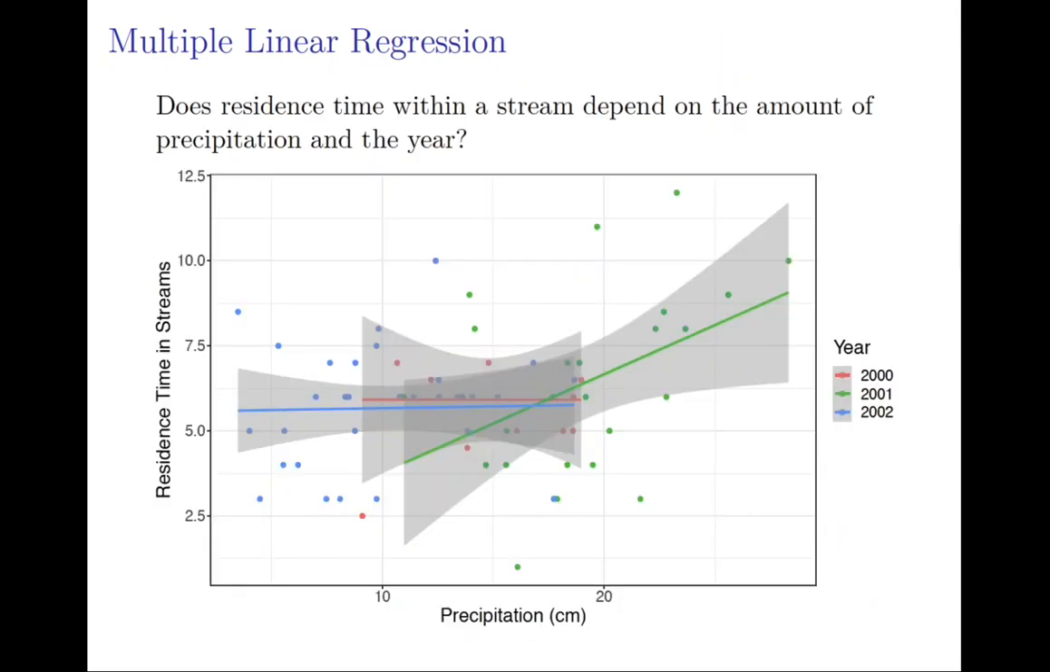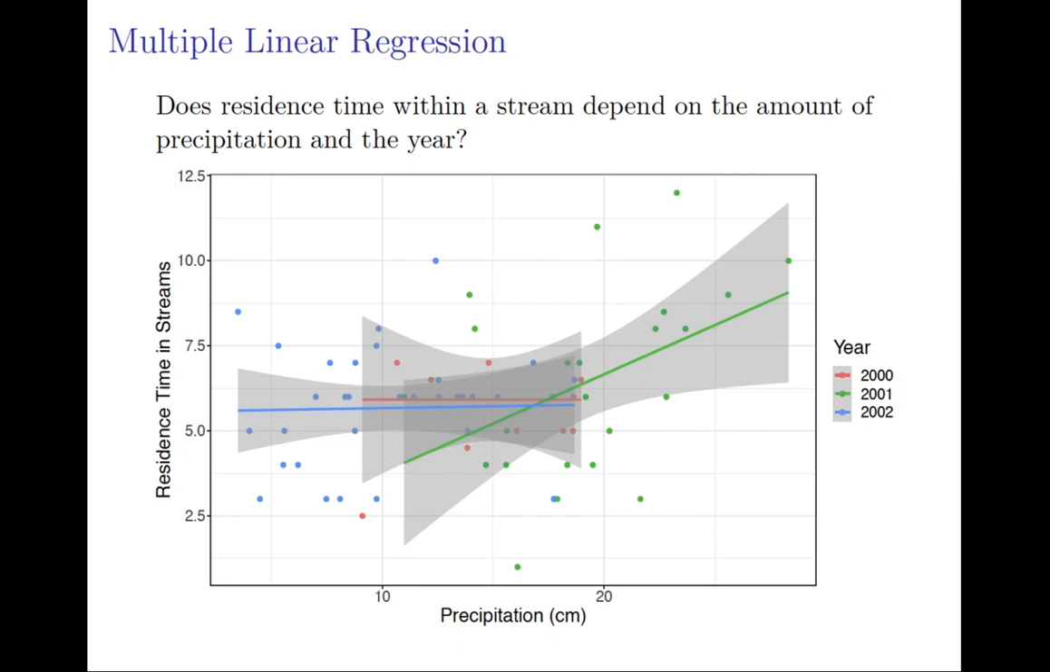So again, let's try to plot our data because I think that's always the best way to do this before you actually run the tests. And here you can see we've plotted, our question that we're going to ask with our data is, does residence time within a stream depend on the amount of precipitation in the year, two continuous variables? So we've plotted precipitation by residence time and then colored the points by year and drawn the trend lines through the points.